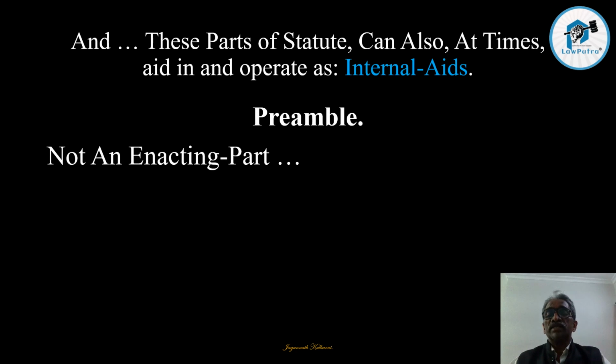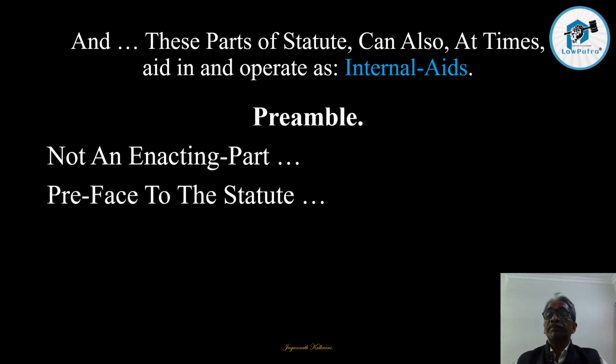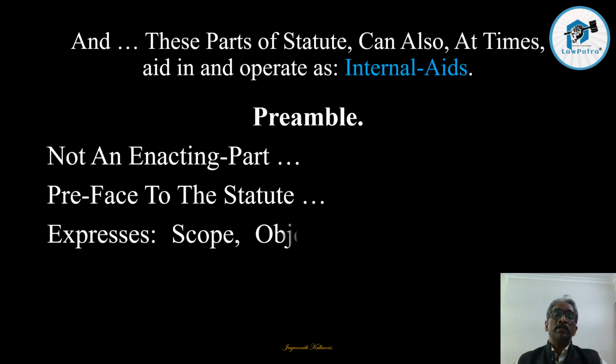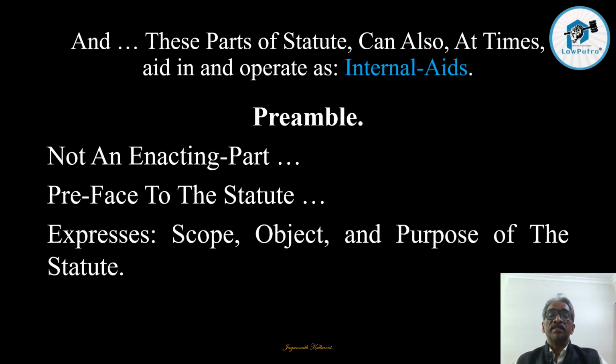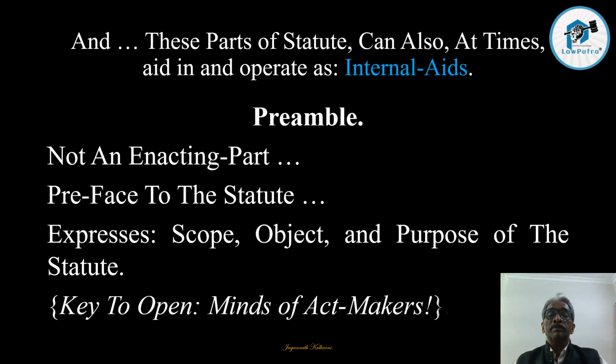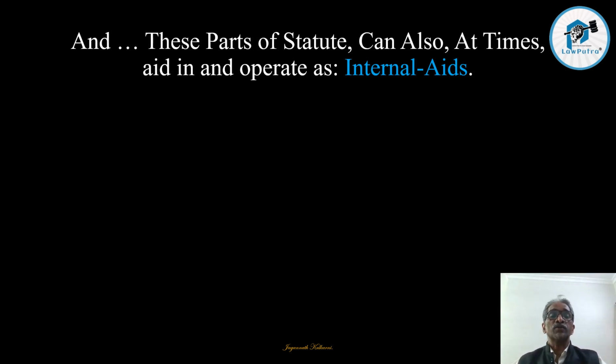Second part is the preamble. It is not considered as the enacting part, because it is the preface to the statute, and it expresses three things: scope, object, and purpose. Why this statute has been enacted. So this is the preamble. But it is also considered as a key to open the minds of the act makers, what the act makers had in their mind while they enacted such a statute.